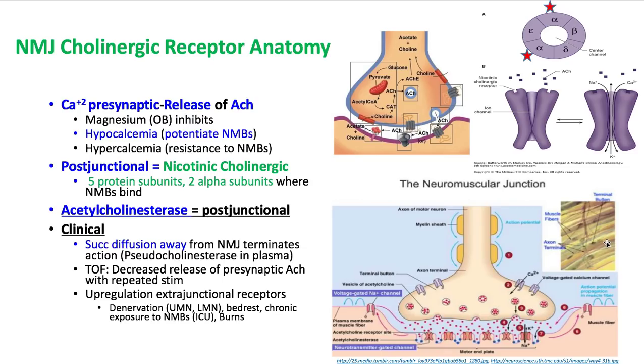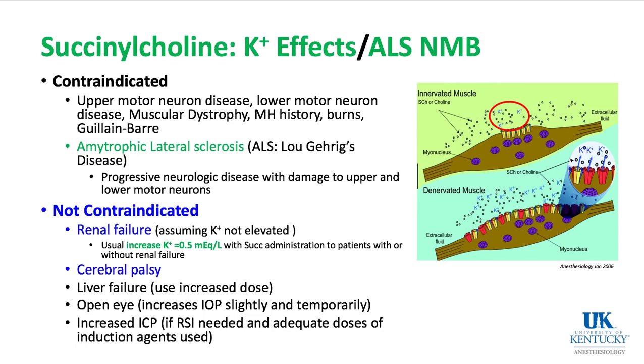But in the case of upper motor neuron, lower motor neuron, bed rest conditions, chronic exposure to neuromuscular blocking agents, and burns, we know that extrajunctional receptors can grow all over that muscle membrane and cause problems if succinylcholine is administered to a patient. So, the receptor is a 5-protein subunit with the 2 alpha subunits being the binding site for our neuromuscular blocking agents.